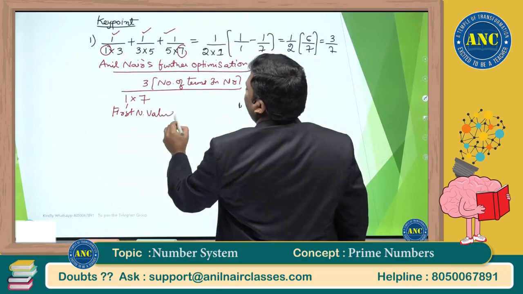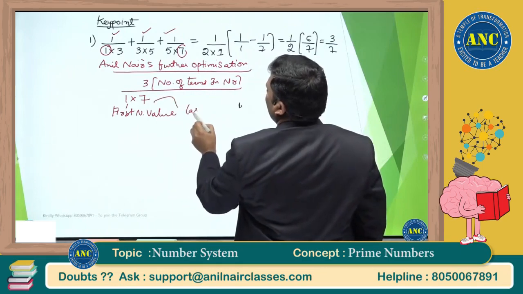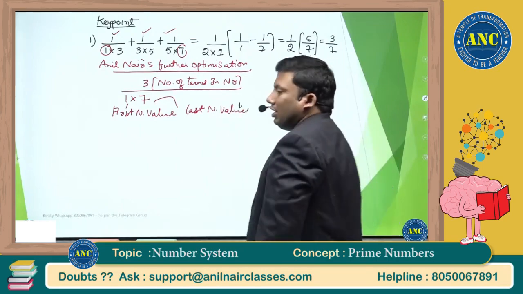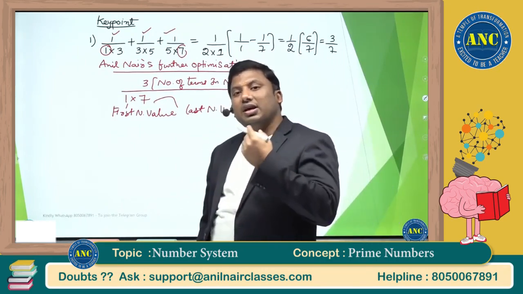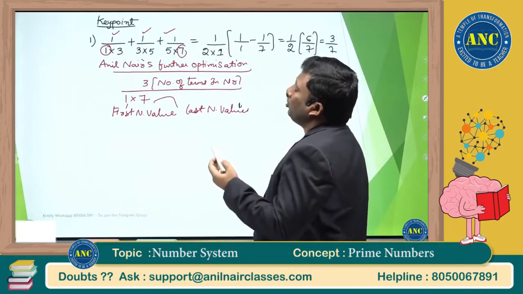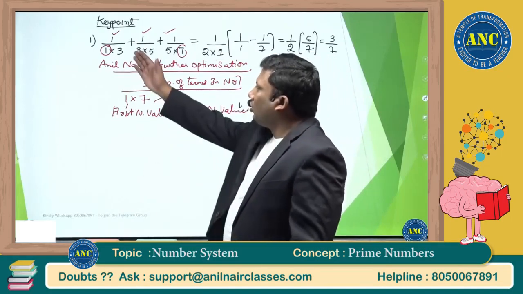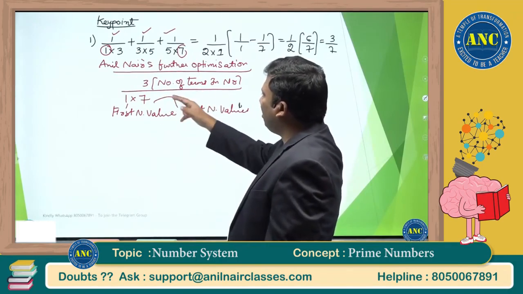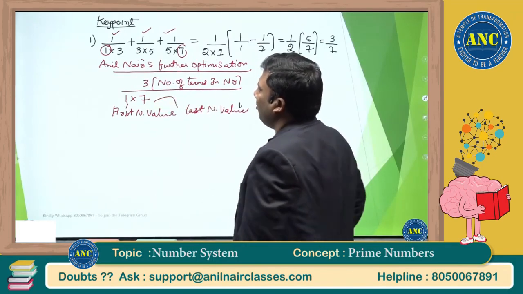Finish. Somebody asked me this question. So when I was thinking about it, in the night I realized that this can be further optimized. 1 into 3, 3 into 5, 5 into 7. Totally 3 are there. If 3 are there, 3 number of terms in numerator by first numerical value and last numerical value.